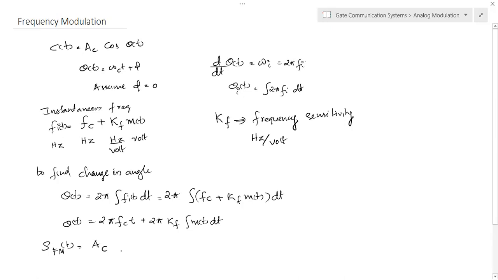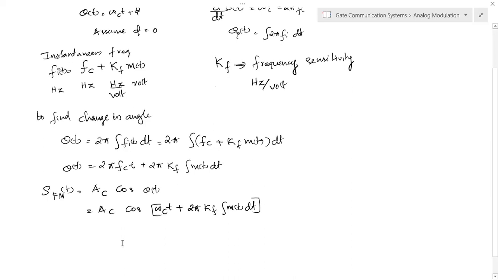You can write AC, there is no change in the amplitude, and cos, it's actually cos theta of t, and in place of theta of t, you can write this. So AC cos 2 pi fct, you can write omega ct plus, and remaining is 2 pi kf into integral of m of t dt. Okay. So this is a FM modulated signal. And now we need to write the special case, that's a singleton modulation.